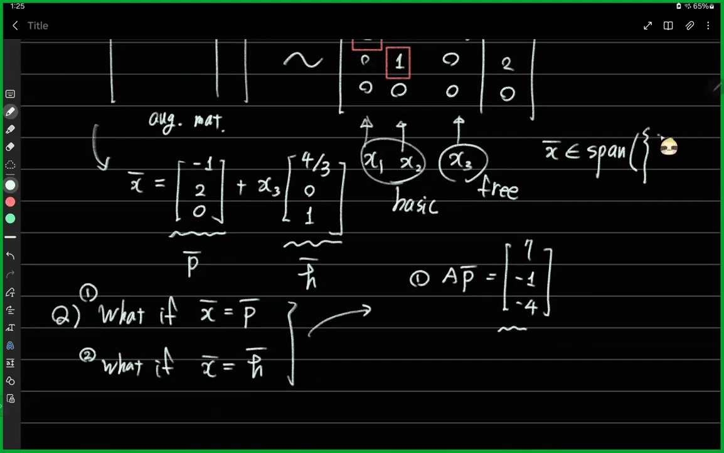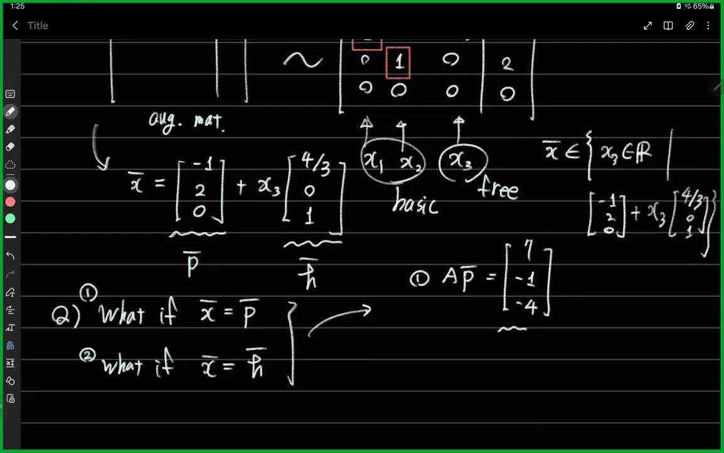Sorry, it's -1, 2, 0, and 4/3. Oh, no, not this one. Sorry, it's -1, 2, x3 in a real number, such that -1, 2, 0 plus x3 times this, right? It's not span, but like this. So for any choice of x3, this one should return the solution. So p bar is one particular solution, which is the case that x3 equals 0. So, yeah, this is b, right?